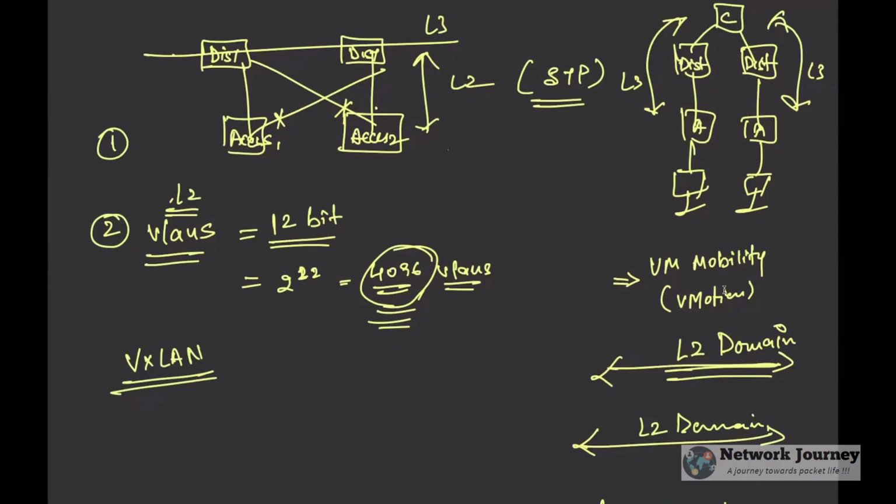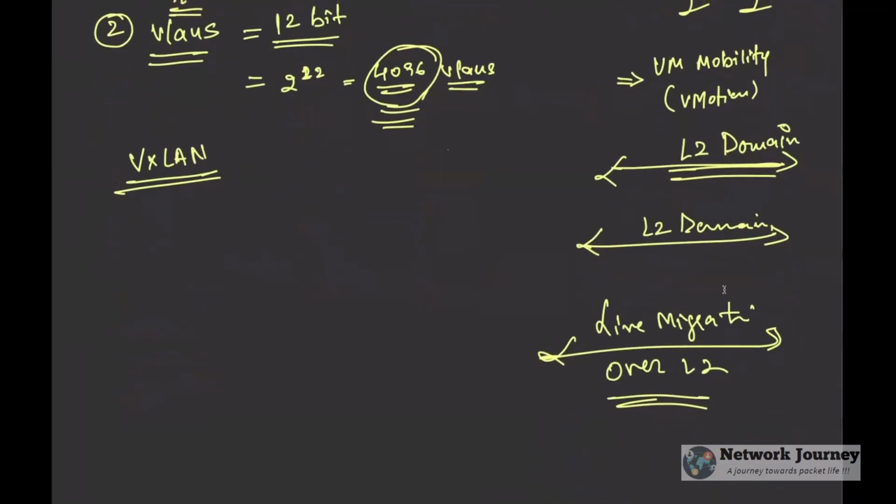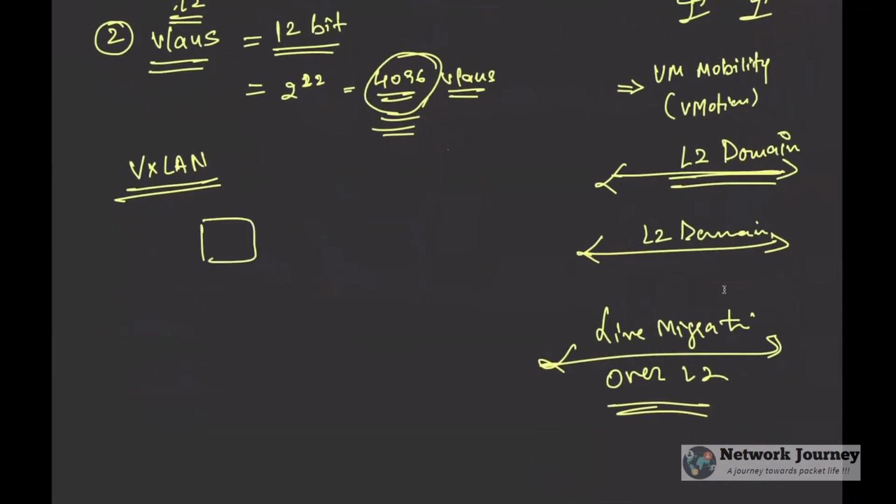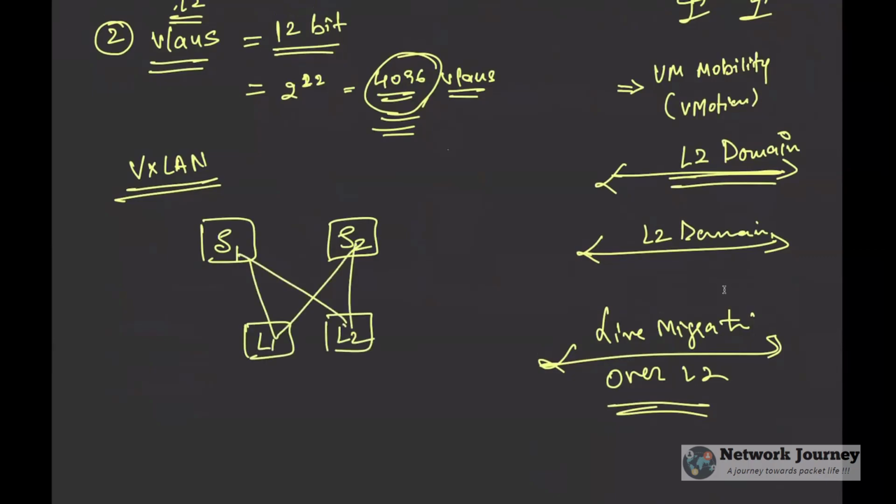So VXLAN, if we talk about topology, can work over 3-tier as well, but is generally suited for a 2-tier design. The 2-tier design is also needed for your east to west traffic flow, which is server to server traffic flow, which is nowadays 80% of the traffic flow in the data centers.